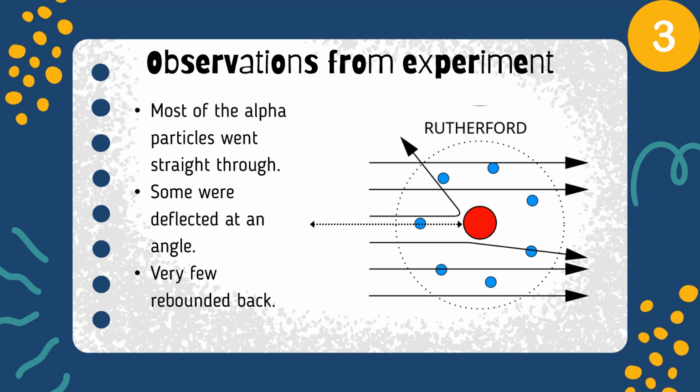Most of the alpha particles went straight through. You can see this, this, this and this. They went straight. Some were deflected at an angle. You can see this and this. They were deflected at certain angles. Very few rebounded back, that is, came back from where it originated.